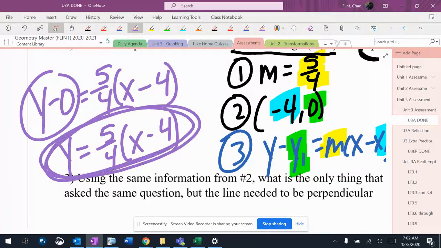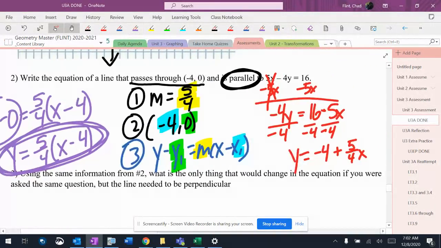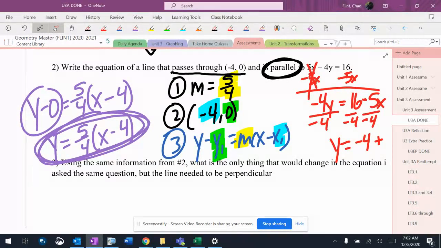If you do change it into a different form, make sure that you do it correctly, because you will lose credit even though you didn't get asked to do that.